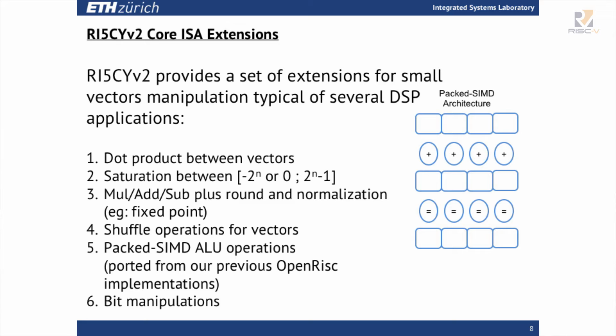We have dot product between vectors, saturating addition, subtraction, and multiplication, plus rounding and normalization to handle fixed-point arithmetic, shuffle operations between vectors, and then we implemented packed SIMD ALU operations, so you can add, subtract, or compare vectors. Our vector is 32 bits, and you can see the registers as a 4-byte element vector or a two-short element vector. And then bit manipulation: you can set or extract a set of bits from a word.